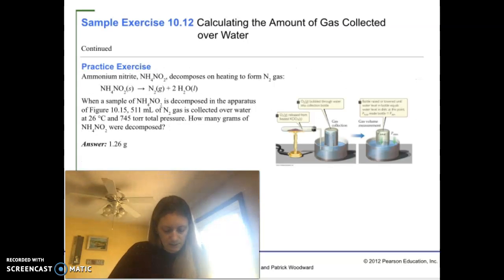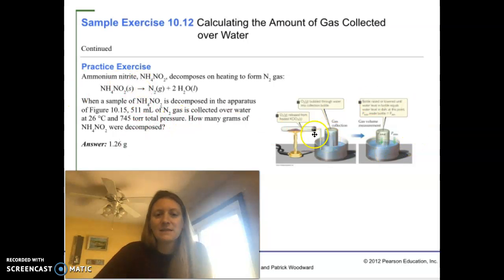All right. Applying kinetic molecular theory. Oh no, they have a second one. How did I miss that? Oh, that's the practice problem. So here's a practice problem for you if you wanted to. And that's the picture that they were referring to in the previous problem when it says figure 10.15. So this is a picture.